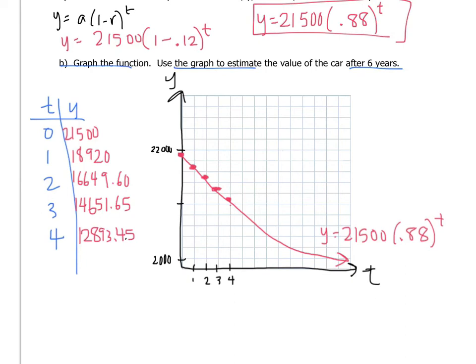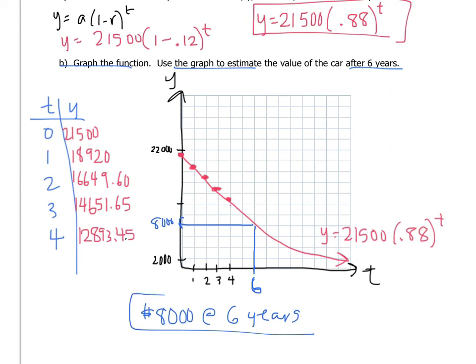Now I have to use my terrible looking graph to estimate what it would be at 6 years. So at 6 years, I'll go up to the graph. That's about here. I would estimate $8,000. So my estimate is $8,000 at 6 years.